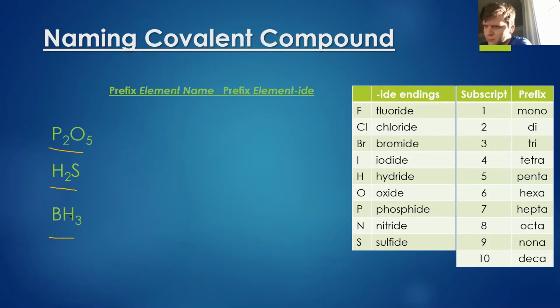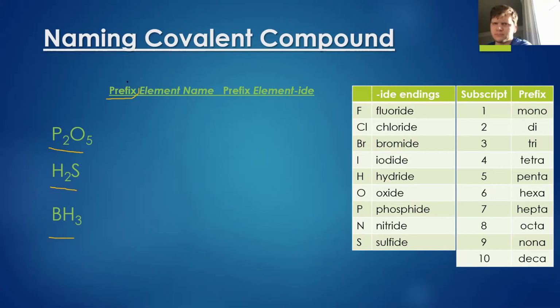So that's the first step when you're naming any type of chemical formula that you're given. The first step before you name it is, what is it? Is it covalent or is it ionic? Because there are different rules depending on the type of compound. So in this case, since we're looking at covalent, we're going to use prefixes.